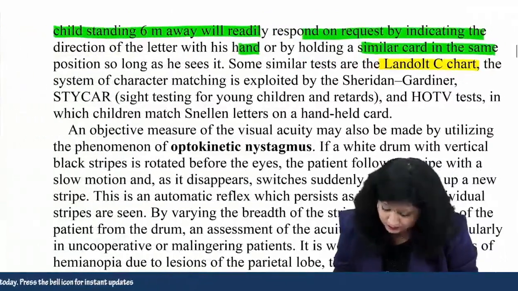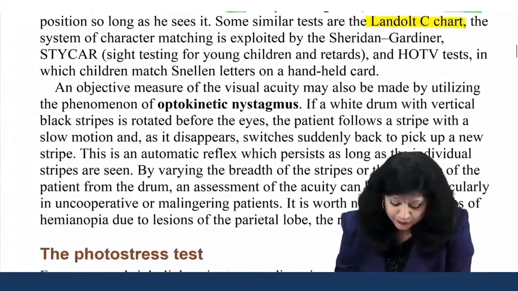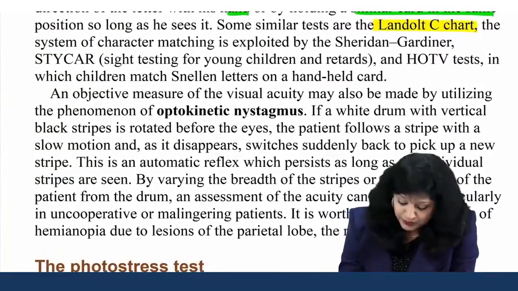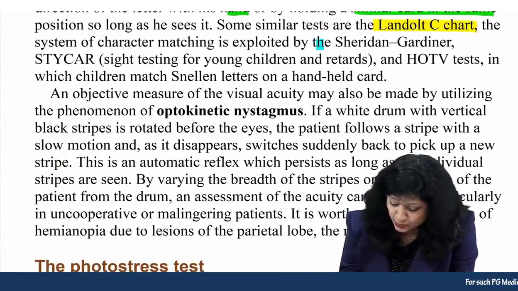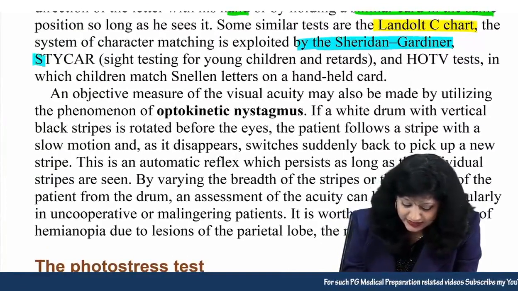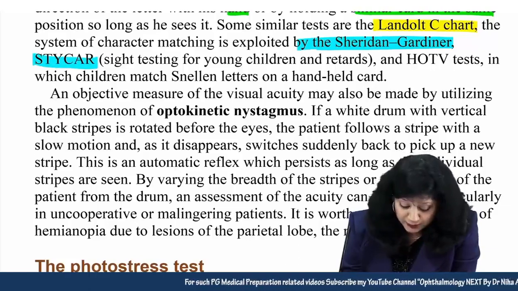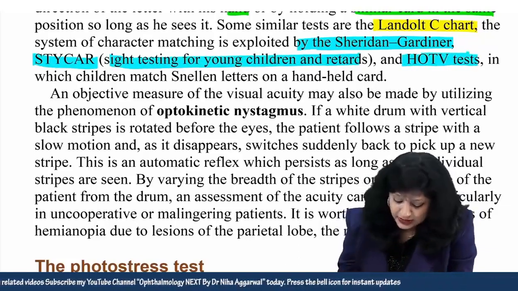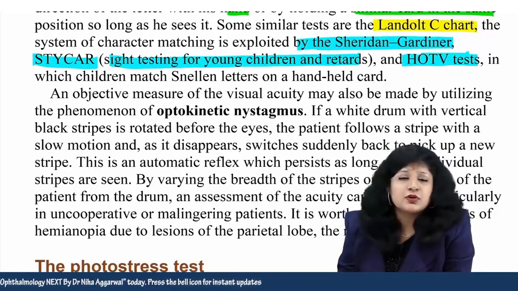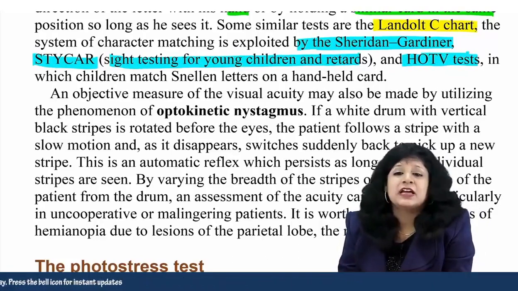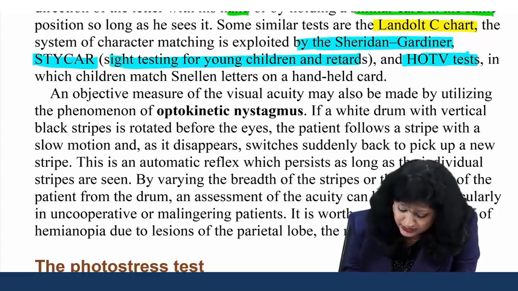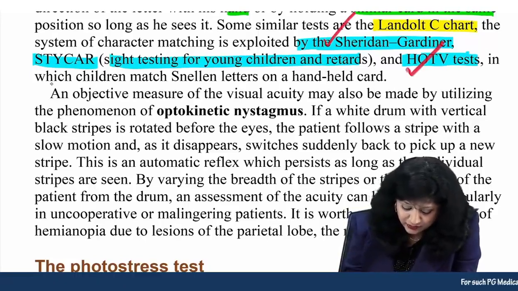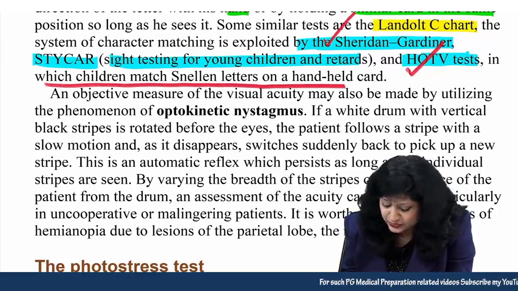Then the system of character matching. The system of character matching is exploited by the Sheridan-Gardiner-Steiger test, which is a sight testing for young children and retards. We also have the HOTV test. If you do not have the visual acuity which can be measured by the other ones, then we can use these ones. These are your Sheridan-Gardiner-Steiger test, HOTV test, in which children match the Snellen's letters on a handheld card.